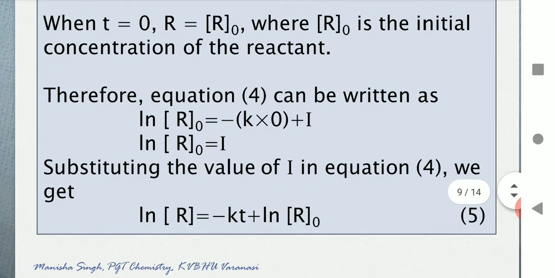So the equation changes to ln R naught equal to minus k into 0 plus I. K into 0 becomes 0. So what we are left with is ln R naught equal to I, or we can say that I, the integration constant, is equal to ln R naught. Now substituting this value of I in the equation 4 that we derived above, we get ln R equal to minus kt plus ln R naught. That is equation 5 is obtained, and this equation 5 is the integrated rate equation for first order reactions.